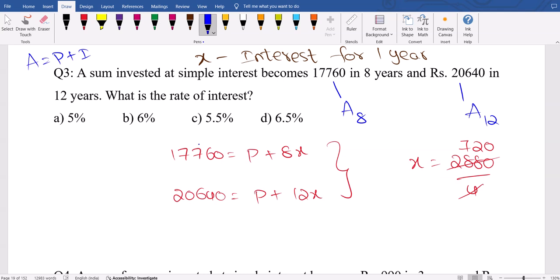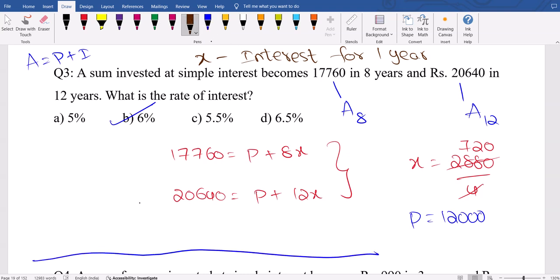Okay, then calculate principal from one among this. So into 8, if we do 5,760 and remove 5,760, 12,000 is the principal. Principal is 12,000. Now, how to calculate rate of interest: I equals P times R times T over 100, you people know.